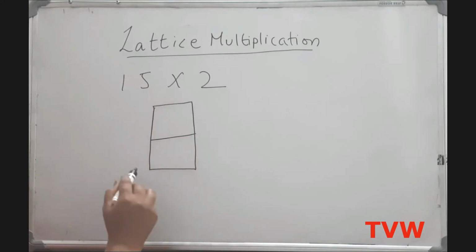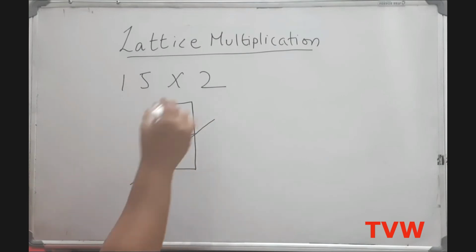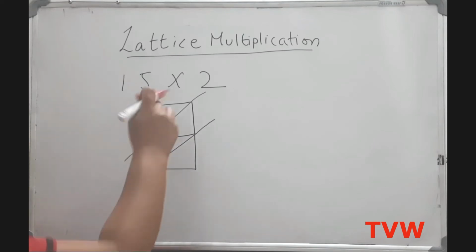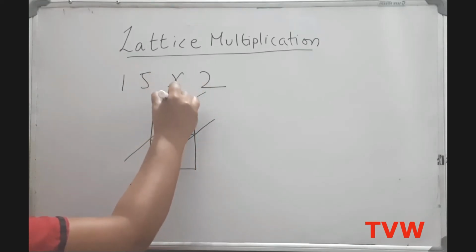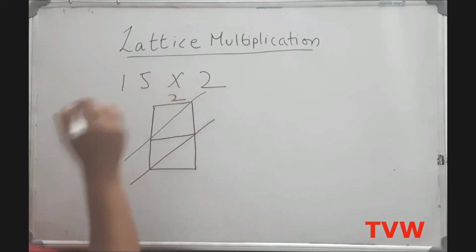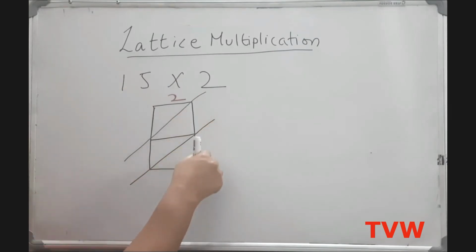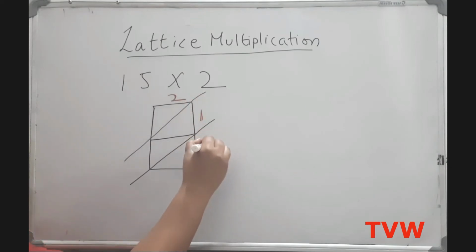Before writing the numbers, first let me divide this into triangles by drawing the diagonal line. Okay? So now, where do I have to write the number? So I have only 1 column, so the 1 digit goes on the top, 2. 2 is the single digit number, so 2 goes on the top. 15 is a 2-digit number. Here we have 2 rows, so we can write 15 here. 1 and 5.